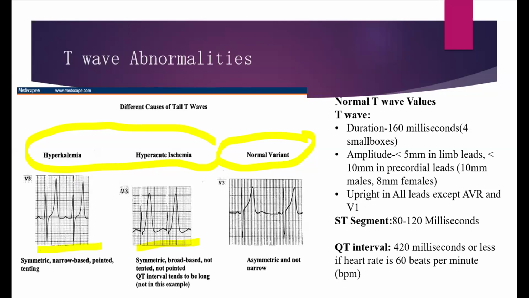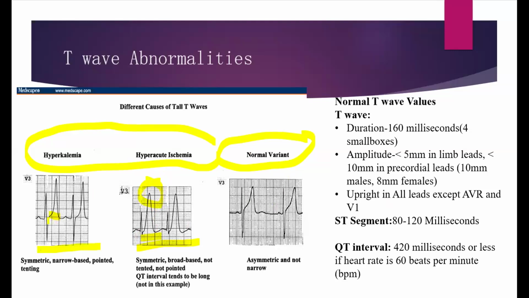Two things really. Hyperacute T waves are broad-based, meaning they're wide at the base, as opposed to hyperkalemia. Usually the T wave base is about 4 small boxes. If you have more than that, then you're thinking of a broad-based T wave. The other thing is the top. Initially you look at the bottom, is it broad? Then you look at the top, is it broad? If the top is broad, then that is hyperacute ischemia.